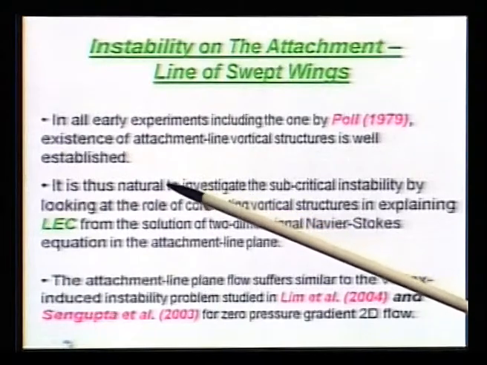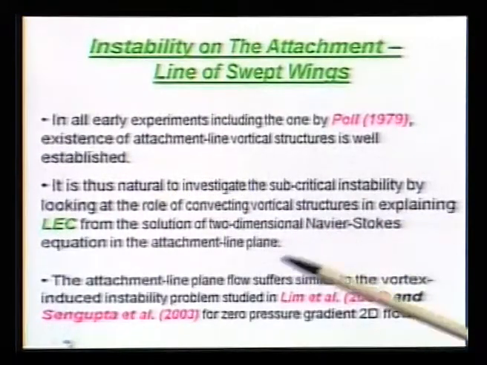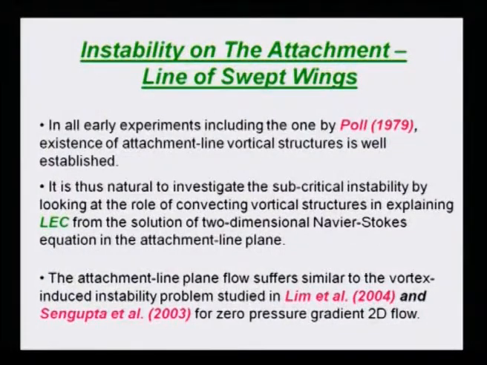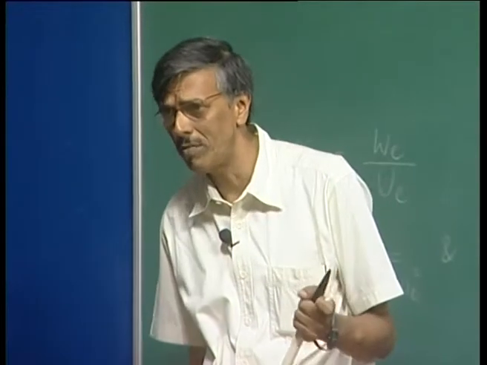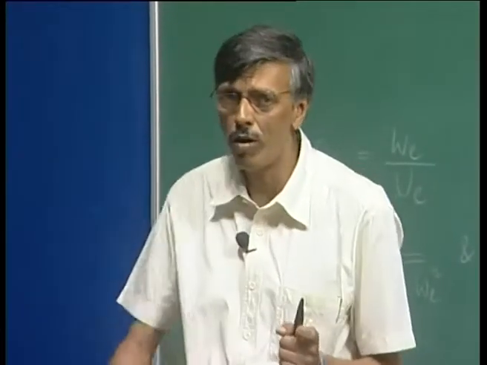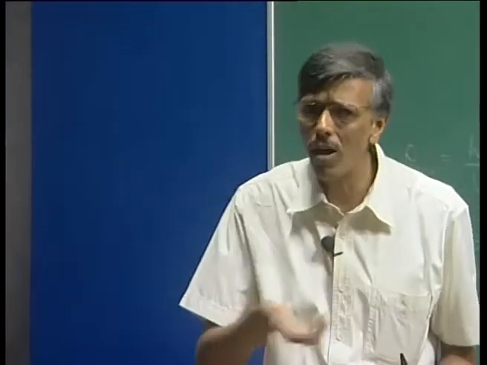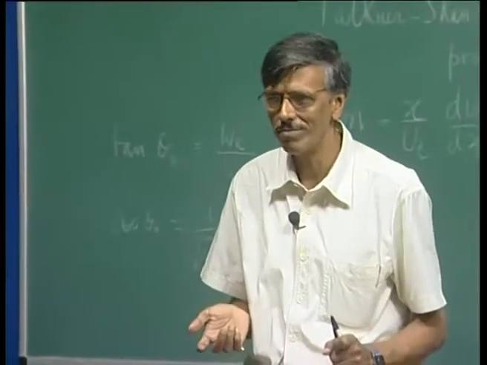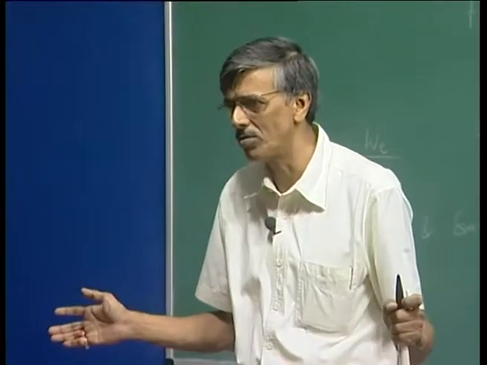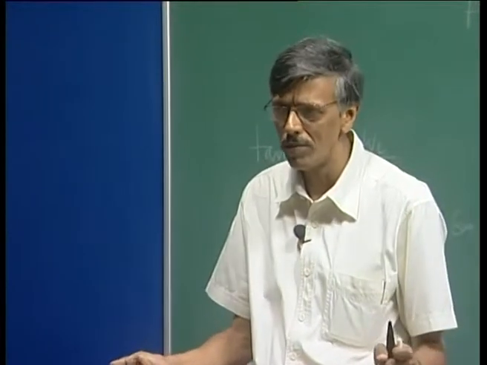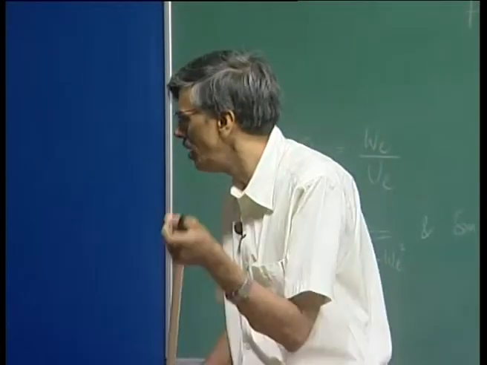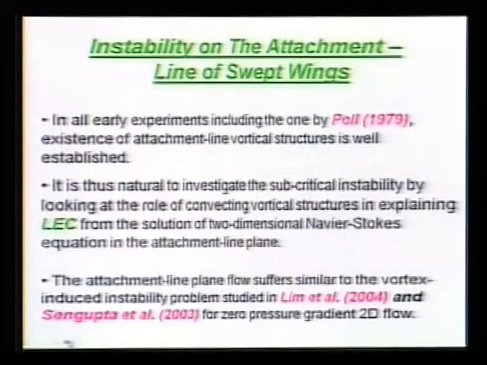So, we decided to investigate the subcritical instability by looking at the role of convecting vertical structure in explaining this leading edge contamination problem. We have defined the equilibrium flow, but now for defining the instability of the attachment line flow, let us solve the 2D Navier-Stokes equation. That will be all inclusive. The flow itself is 2-dimensional, and then we will find out its instability by solving the 2D Navier-Stokes equation.